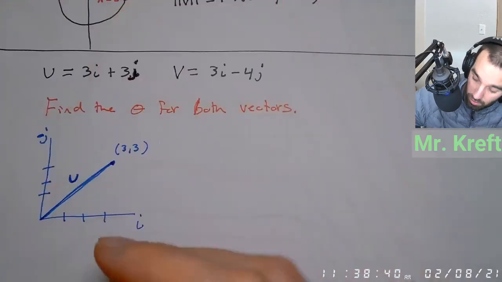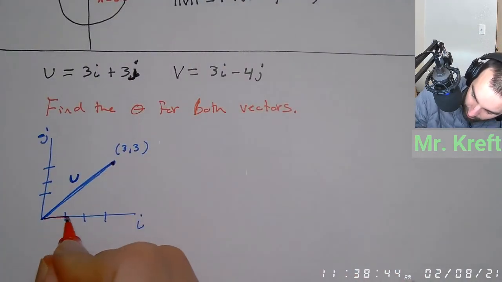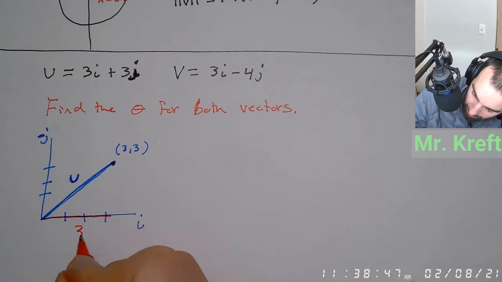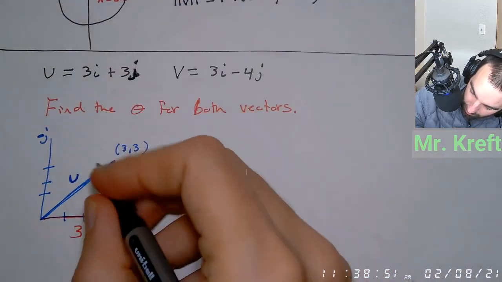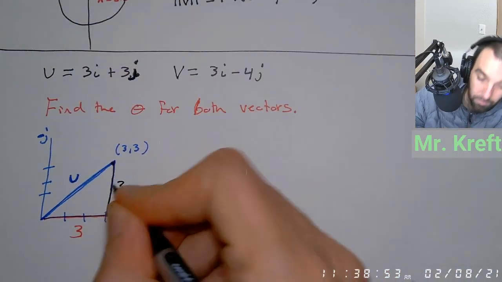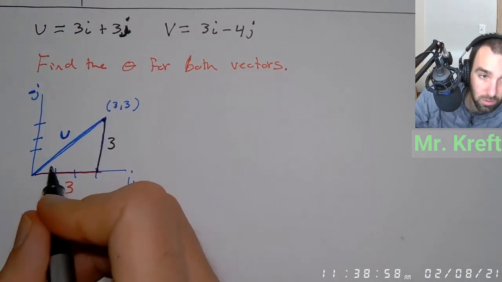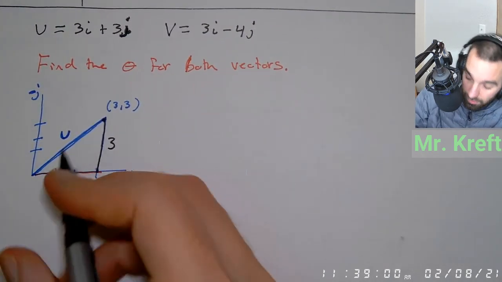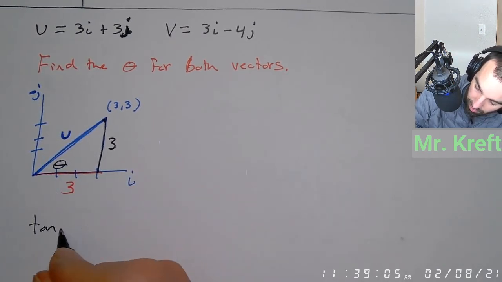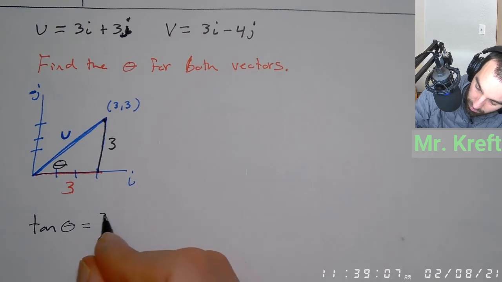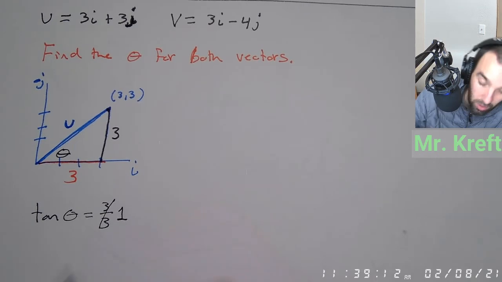So I have 3, 3 here, so I have this. To find the angle, we're just going to do a little trig. So again, I want to use the right colors here. I have 3 here, so this is 3, and then let's do a different color, this is 3. Then to find the angle, I want to use both of these. So I want to find angle theta. That would be tangent of theta equals 3 over 3, which is 1.